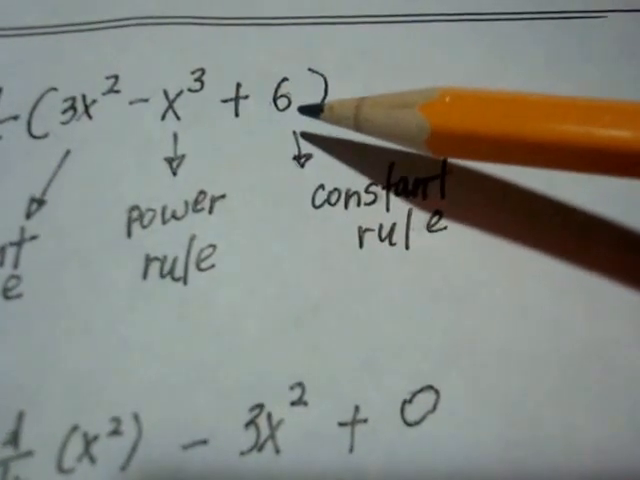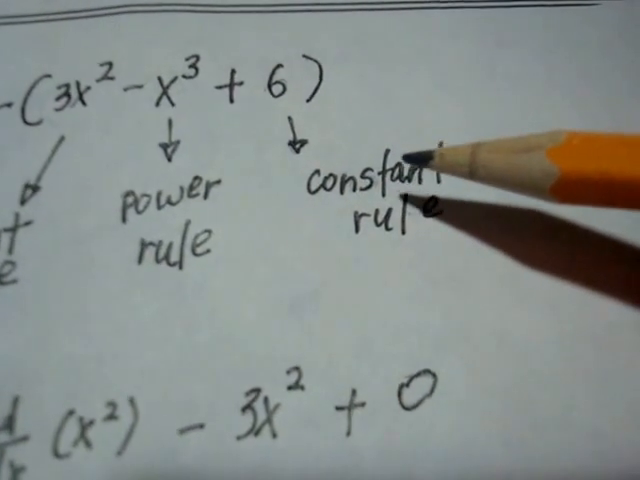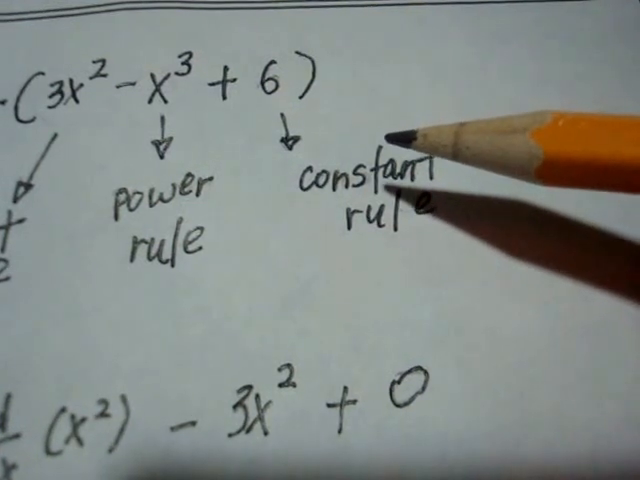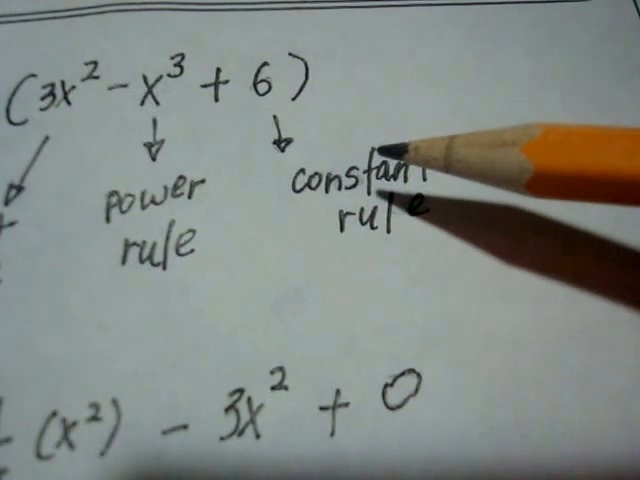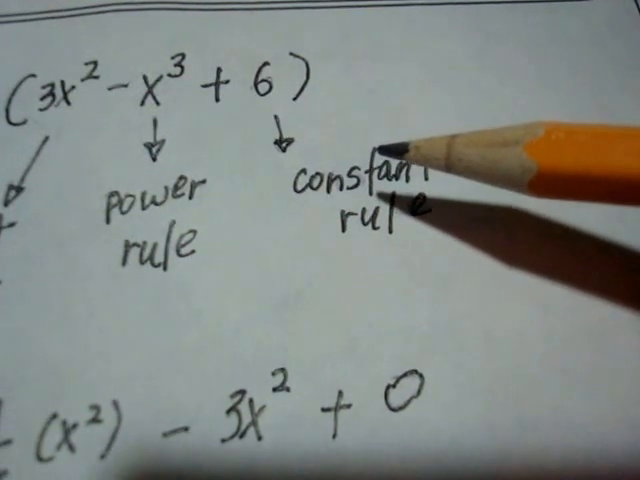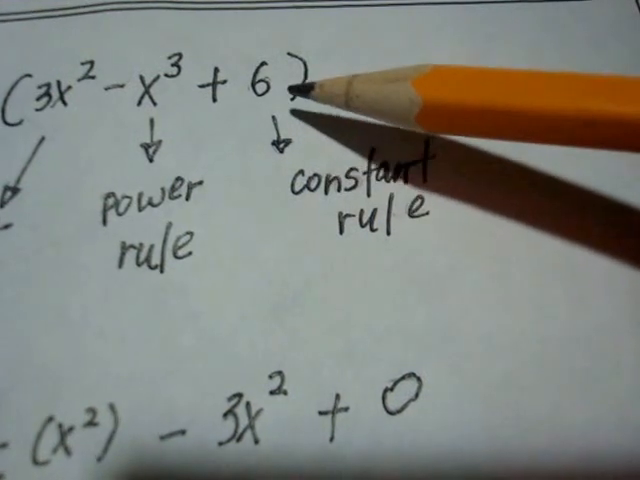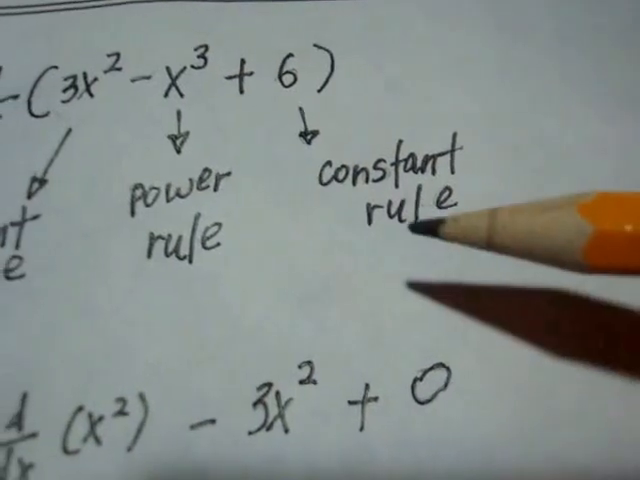And take the derivative of 6 by using the constant rule. The constant rule says that every time you take the derivative of a constant, basically a number itself, the formula says that it will become 0. So every time you take the derivative of a constant, it will be 0.